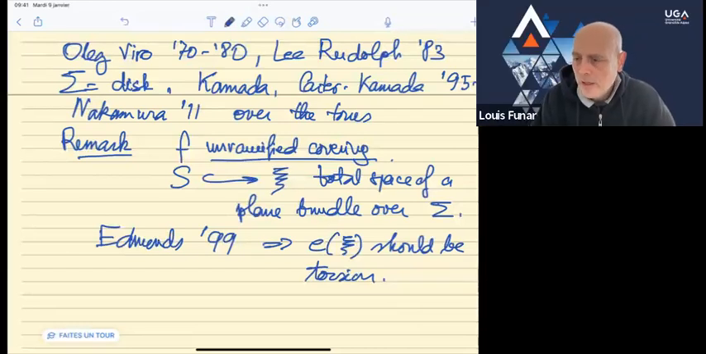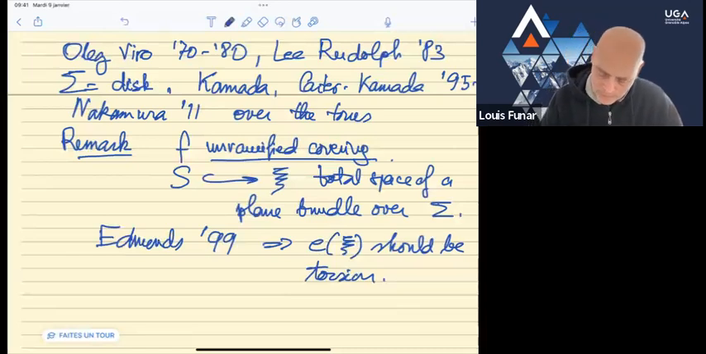That means that if you really have interesting examples, then better to consider trivial plane bundles, because in most cases they are not. So that's a theorem of Edmonds. I can give you references later if you ask me about it.